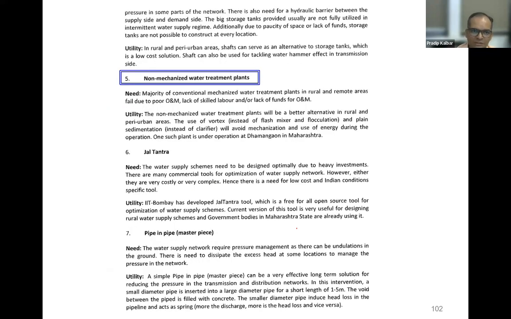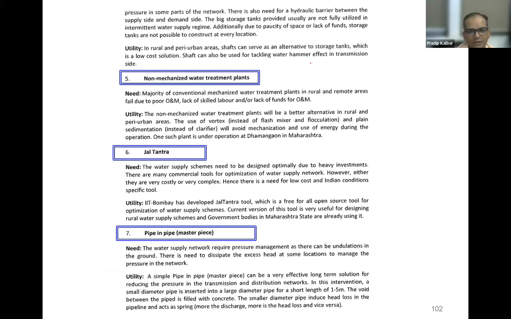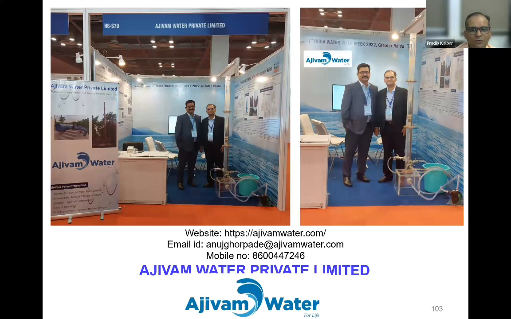Non-mechanized water treatment plants, very useful for rural areas. Jal Tantra, pipe in pipe. Not all innovations I have discussed, only a few. I think enough time I have taken. So now a lot of inquiries are happening. So we have this startup company. IIT Bombay has permitted us to have this startup. So Anuj is looking after this particular startup, who himself has worked on shaft as a concept.